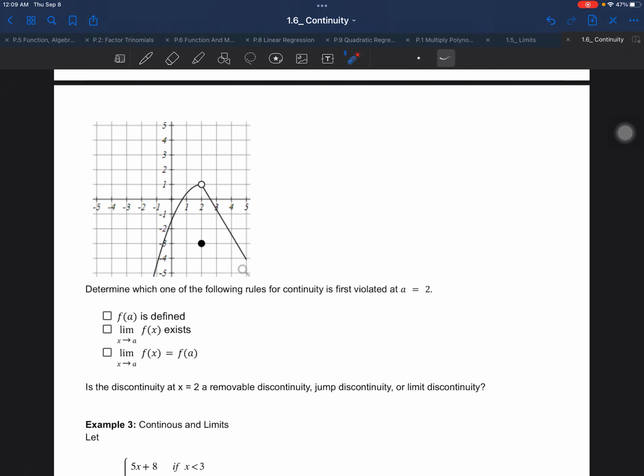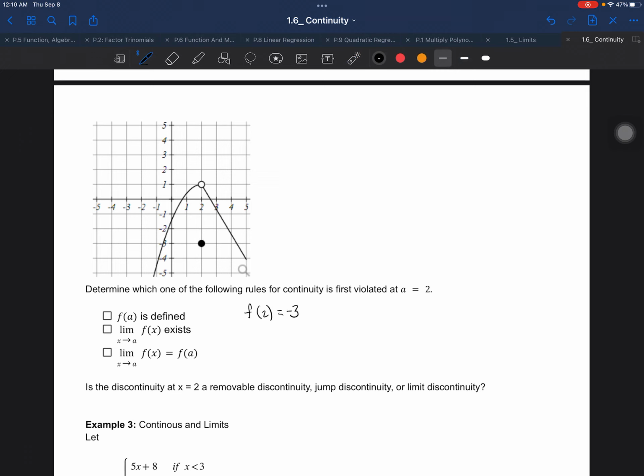these rules are violated. So let's look at the first one, f of a. This is the same as f of 2, because a equals 2. And we can see in the graph that f of 2 is actually defined to be -3. There is an actual point at a equals 2, so there is an actual value, -3.